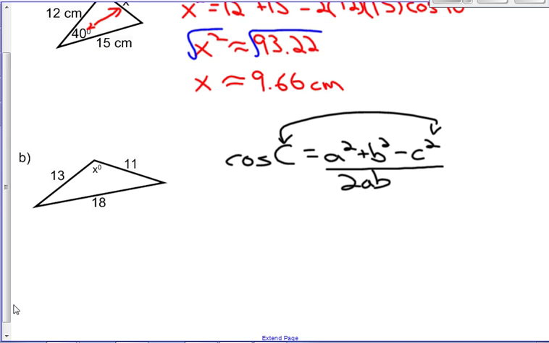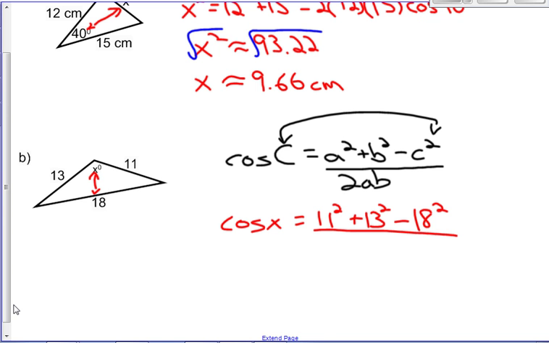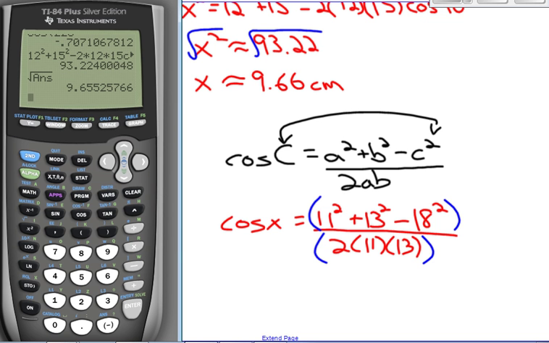So let's figure it out. We'd have cos of x is 11 squared plus 13 squared. It is important that we subtract off the 18, because that's across from the angle we're interested in. All over 2 times 11 times 13. When I do that in my calculator, I'm going to make sure things are grouped properly, so I'll put some extra brackets around it.